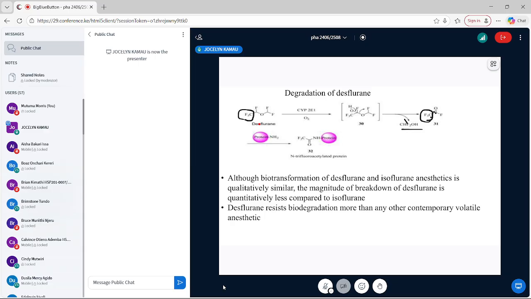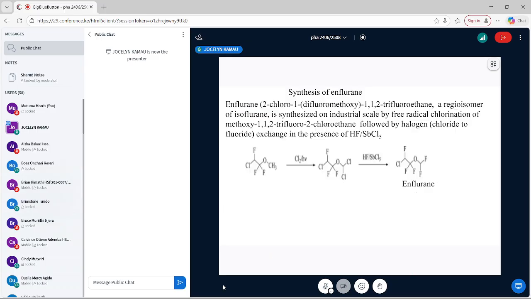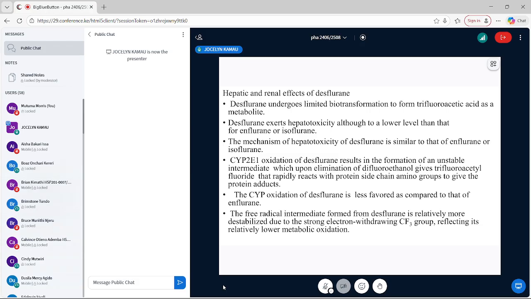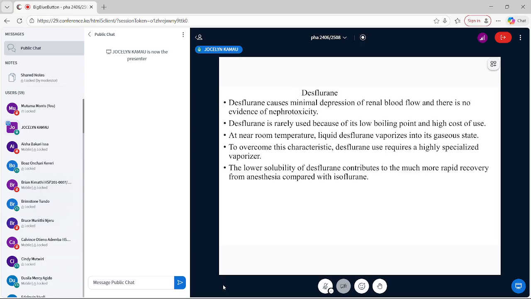Just remember, when we were looking at the penicillins, we did mention that penicillin is not stabilized by resonance because the molecule that is formed is very unstable. That's the same thing we are saying here. Yes, a few of those molecules will survive, but very few, and that's why, because of the intermediate being highly unstable, desflurane is more stable to oxidation, and hence it causes the least toxicity in terms of hepatotoxicity. Desflurane causes minimal depression of the renal blood flow, and there is no evidence of nephrotoxicity, so that's an advantage.